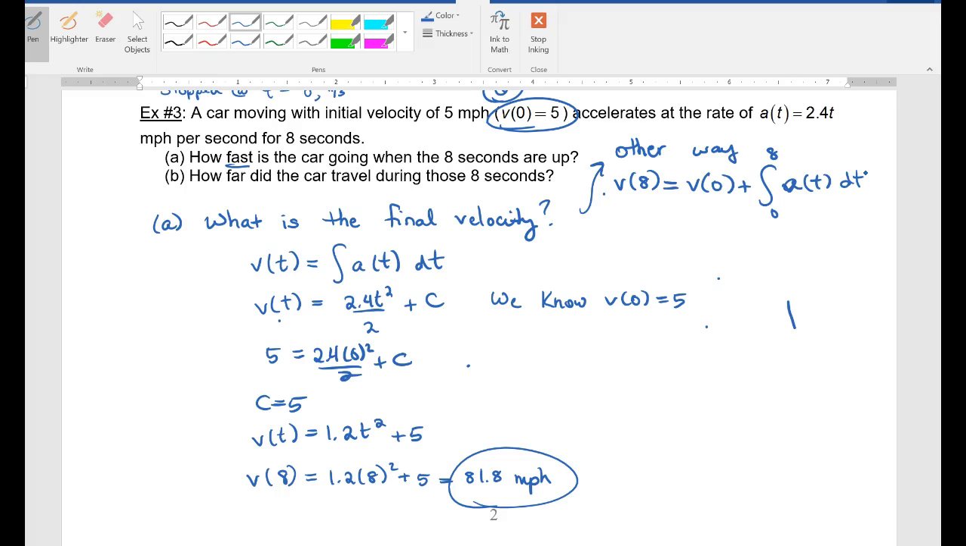Okay. Now, how about B? How far did the car travel during those 8 seconds? So now we're answering total distance traveled. I'll put it in absolute value, but we'll see that we don't need it. So what's the total distance traveled?